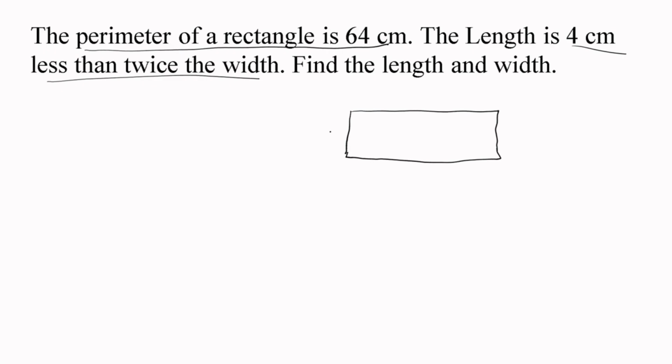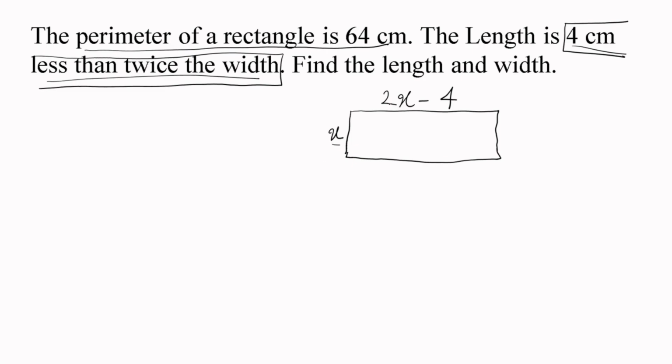I'm going to call the width x, and according to the information that I have here, I can realize easily that the value of length can be 2 times x minus 4. Why? Because the question is telling me the length is 4 centimeters less than twice the width. So if the value of width is x, the length will be 2 times x minus 4.